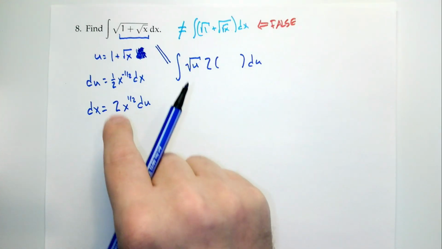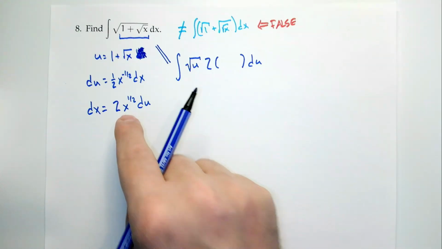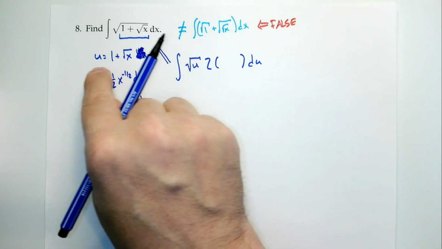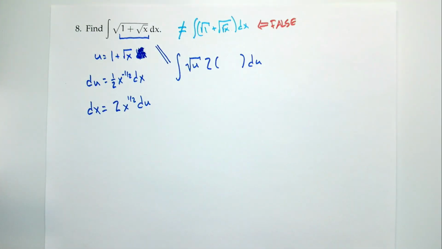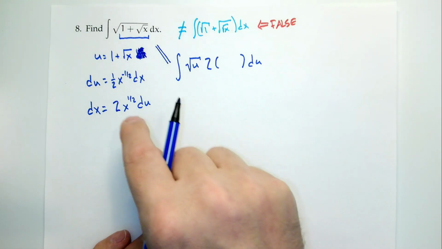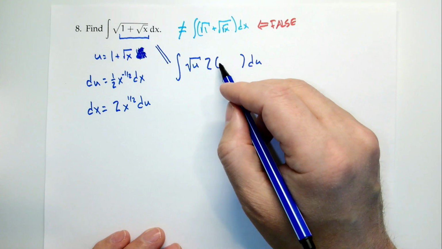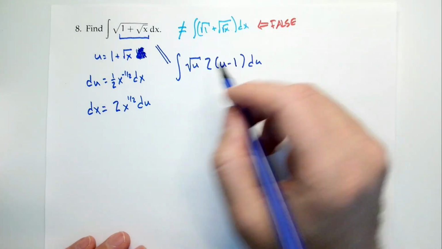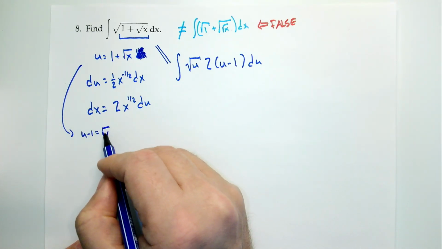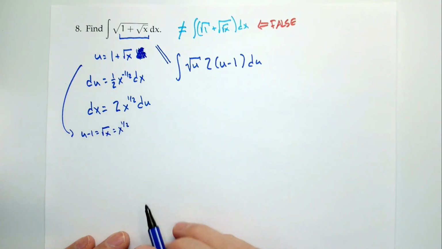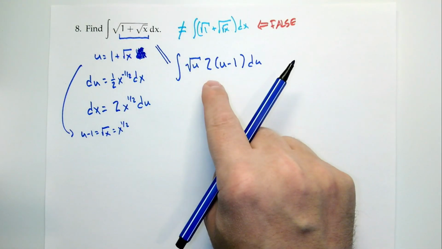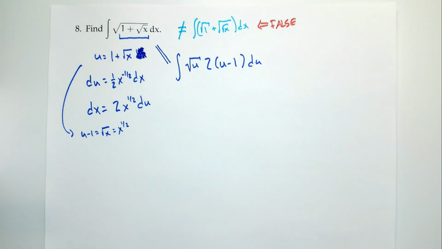I need to find a way to replace that in terms of u. So we say, well, what is the relationship between x to the 1/2 and u? And is there one? Well, there is one. You see, u is 1 plus the square root of x. And therefore, if we solve for square root of x, we can say that x to the 1/2 is u minus 1. Right? So u minus 1 equals square root of x, which is x to 1/2.